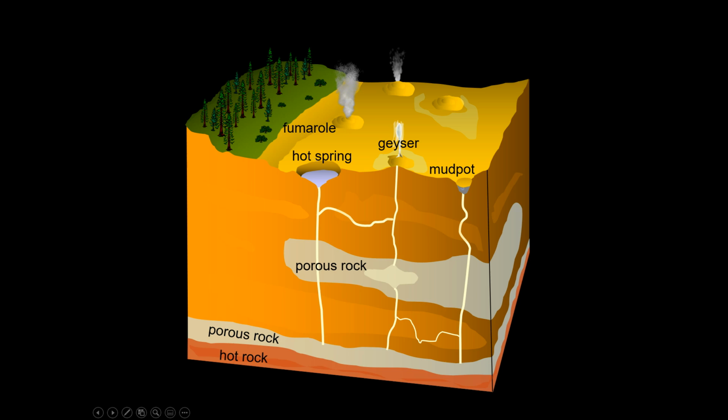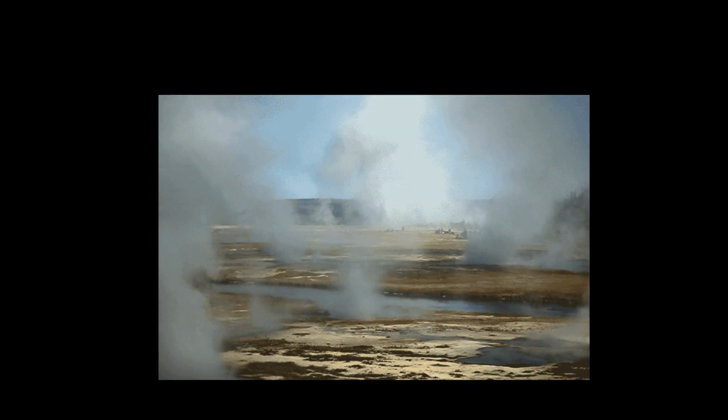A fumarole is where you just have steam emerging from the surface. So here I'm showing a fumarole sort of in the center of this geyser field. And then a mud pot is where you have water that comes up to the surface and mixes with other types of things like silty and clay materials at the surface and forms a sort of oozing, bubbling cauldron.